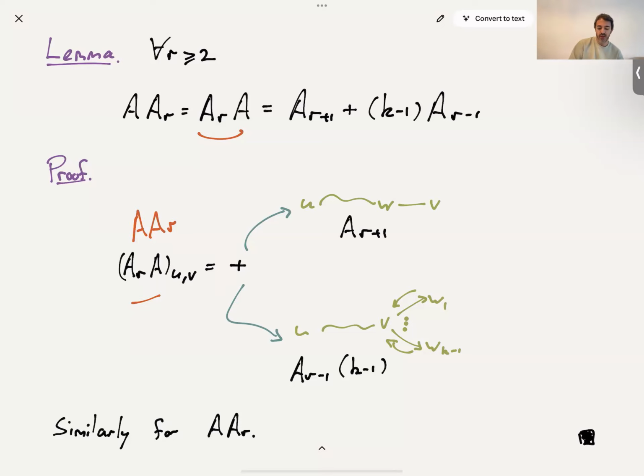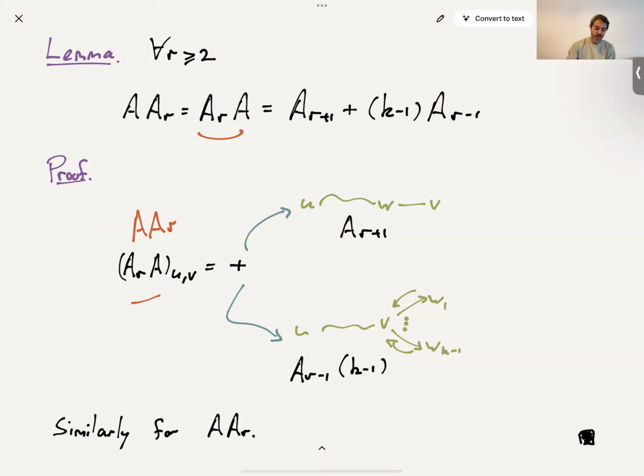So let's split these two options. Again, we are taking a length R non-backtracking walk starting from U ending at W, and then we are taking one step, backtracking or not. So let's split these paths according to whether or not the last step did backtrack. Okay.